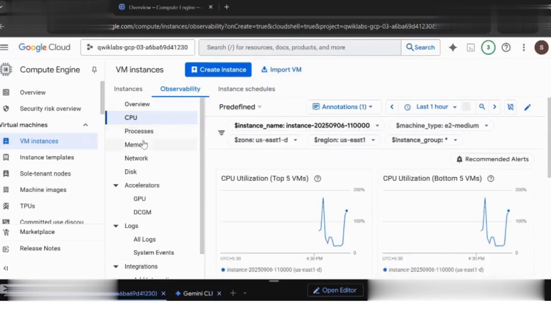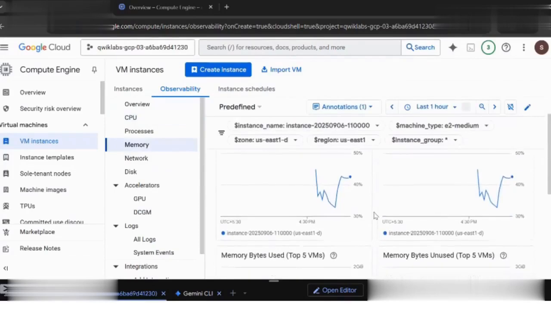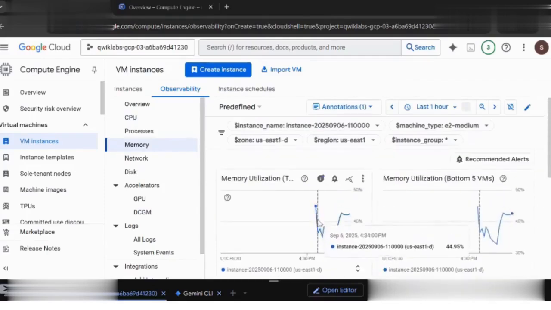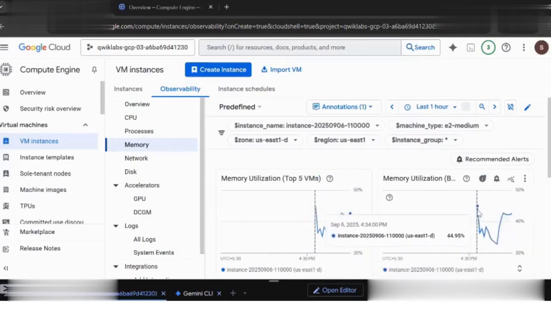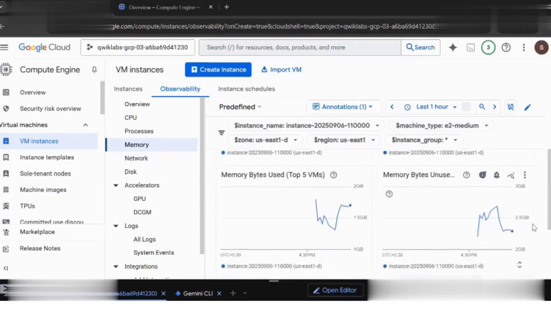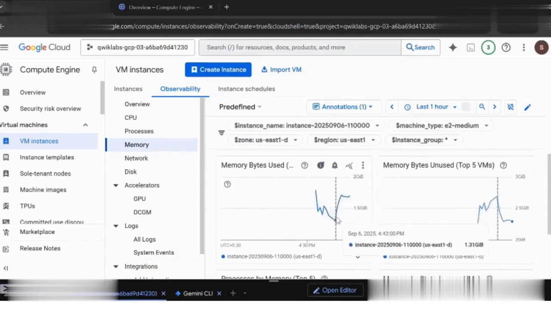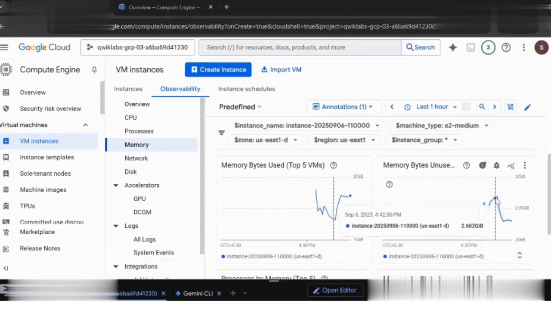Next, we move on to memory utilization graphs. The left graph shows memory usage for the top 5 most active virtual machines, while the right shows the bottom 5. Peaks here indicate virtual machines running memory-intensive workloads such as data processing or in-memory caching, while lower values represent lighter usage. Monitoring these patterns helps us understand which virtual machines are consistently using large amounts of memory and which have room for optimization. Below that, the memory bytes used and the memory bytes unused graph on the right highlights idle or free memory. High unused memory indicates opportunity for right-sizing virtual machines or consolidating workloads to reduce wasted resources.